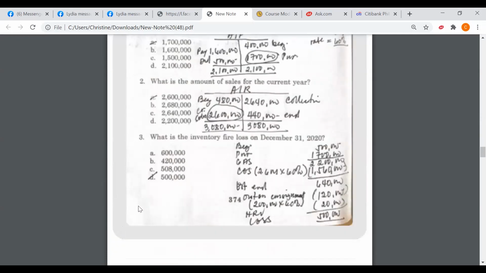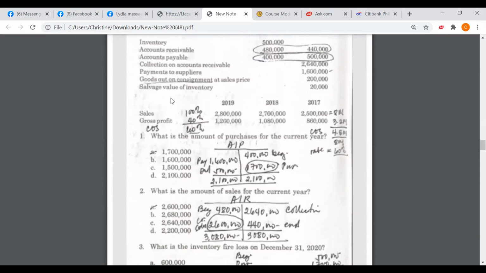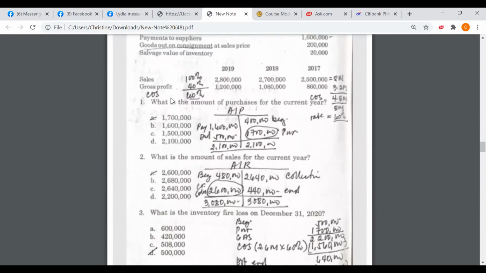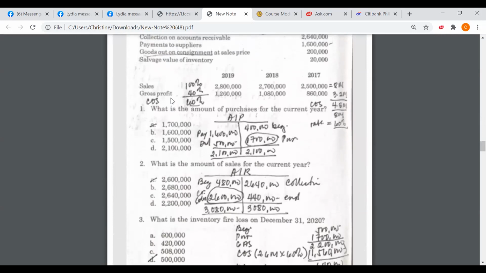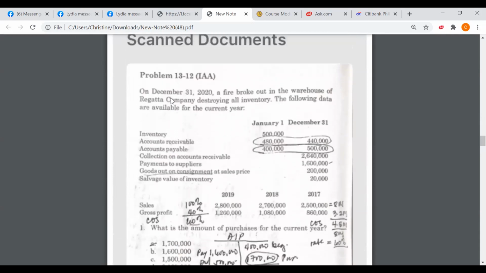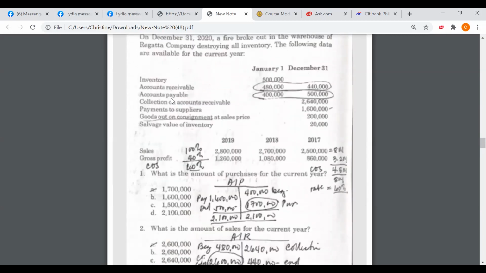Moving on, we have 13-12. So we have here a series of questions, 1 to 3. Requirements: what is the amount of purchases for the current year, the amount of sales for the current year, and the inventory fire loss for 2020. Okay, so we need to compute our purchases and sales for us to arrive at the estimated fire loss.